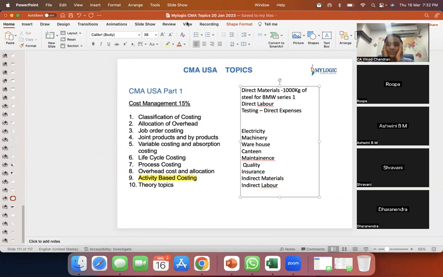Dividing factory overhead, selling, distribute. Divide the overheads. So like we have different types of overheads. First we'll divide into them, and later on we can calculate easily.